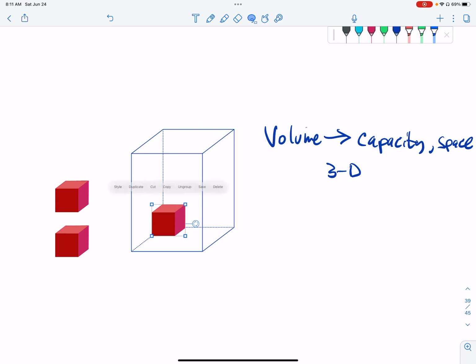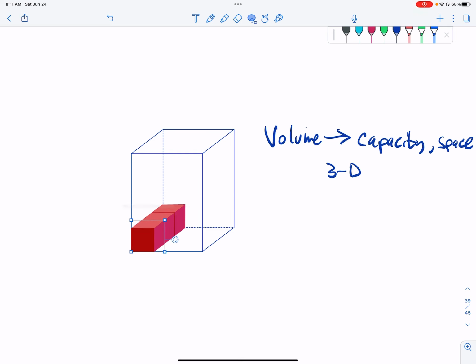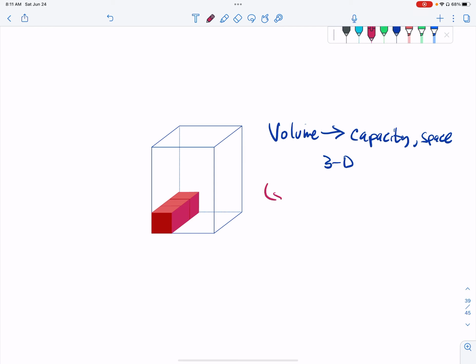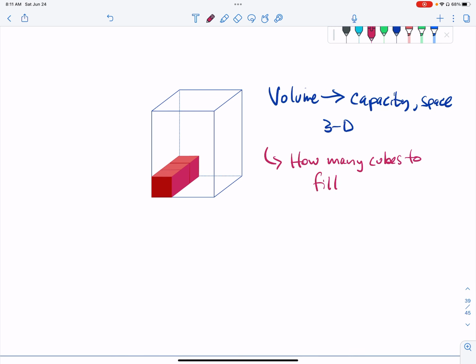All right, so, something like this. I put one of these in here, maybe put another one of these in there, and so on. And I'm just trying to figure out how many it takes to fill this thing up, right? That's the question about volume. So it is how many cubes to fill. Again, three-dimensional kind of measurement associated with shapes. And as three-dimensional, it's going to be in inches cubed, feet cubed, miles cubed. You get the picture, right?